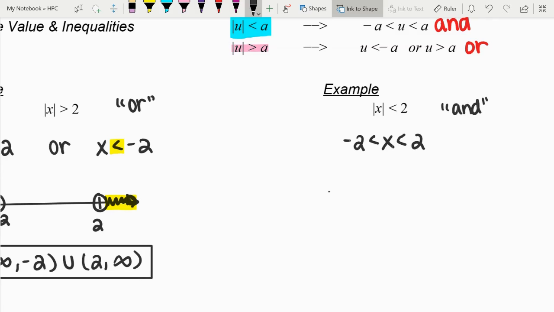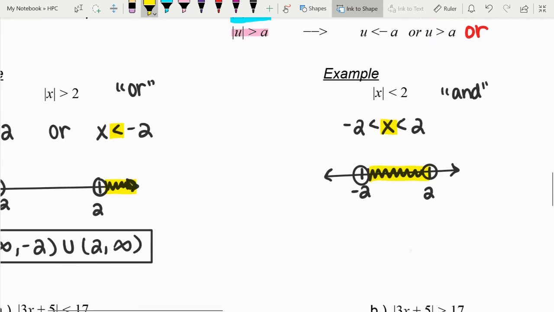If I sketch this graph, okay, again, we're going to have -2 and +2. And again, we have two open circles, but this time, since it's an and problem, it's going to come together. Then if you also notice, the x is in the middle, so anywhere between -2 and 2 could be a solution. So writing this in interval notation would be -2 to +2.